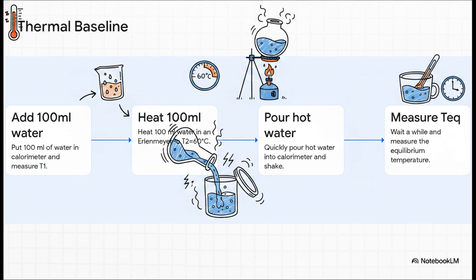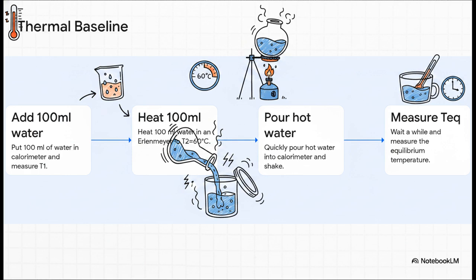The trap itself absorbs some heat, and we have to figure out exactly how much by calibrating it. We start with the precise amount of room temperature water inside the trap. Then we heat a completely separate batch to exactly 60 degrees Celsius. Now for the critical part. We quickly pour that hot water into the trap and shake it vigorously. Honestly, you have to be fast here to avoid losing heat to the air in the lab. Finally, we just wait for the hot and cold water to balance out and take that final equilibrium temperature.